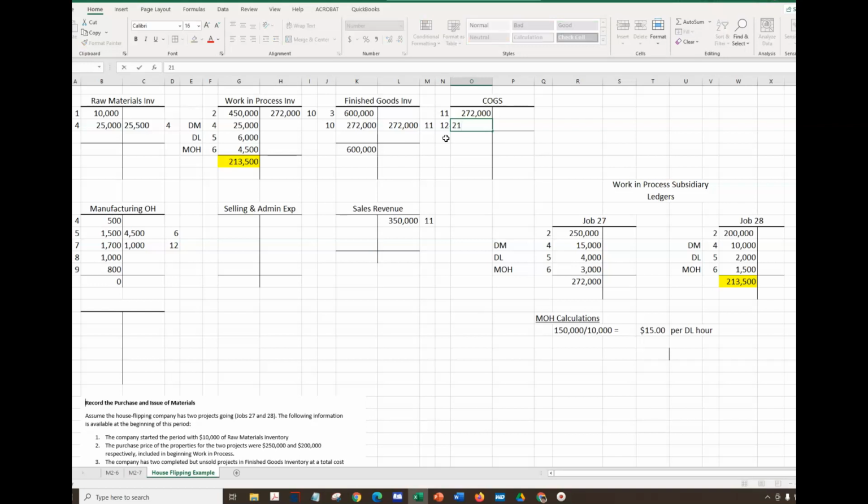This is the simplest method of dealing with over or under applied, is closing it to cost of goods sold. There's another method that does a ratio and applies it to different accounts, but we won't do that. We're just going to use the simple method of closing it out to cost of goods sold at the end of the period. This makes our total cost of goods sold $273,000. We're still going to show this job cost at $272,000, but on our public financials, we're going to show the extra, $273,000.